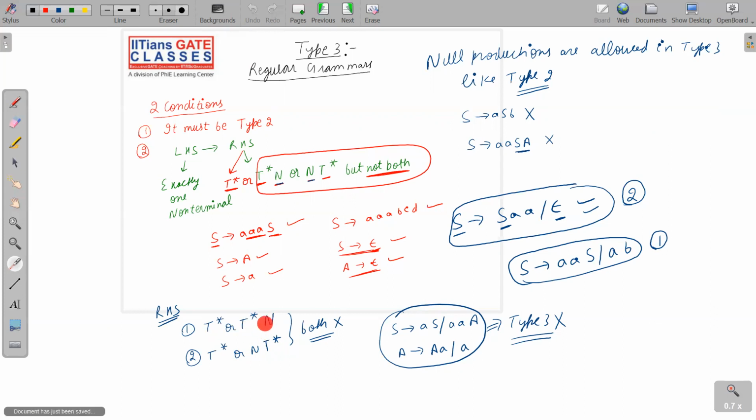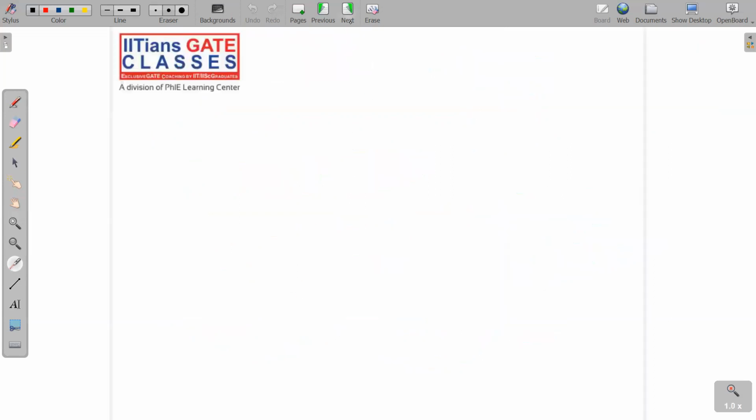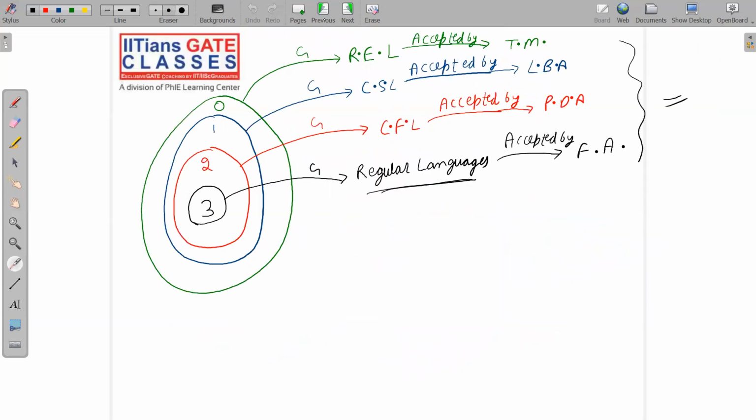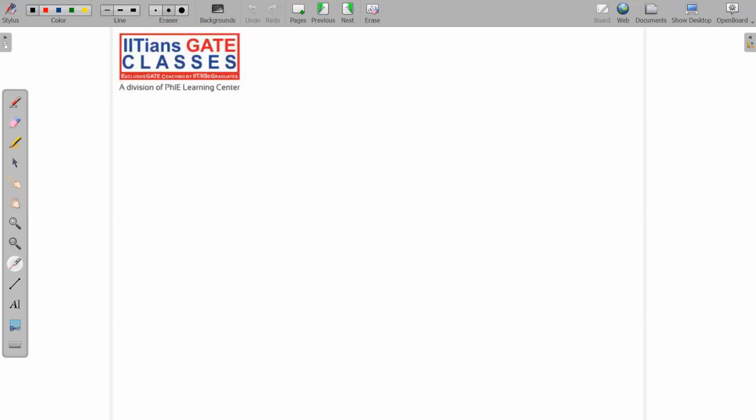Linear means what? Linear means the growth is linear. That's why we are calling it linear. If we have two non-terminals, then that can give us exponential growth. 2 can give 4, 4 can give 8, 8 can give 16, and so on. Let me show you properly why we are calling it linear grammar. This is not required, but I'm telling you so that you get a good idea.